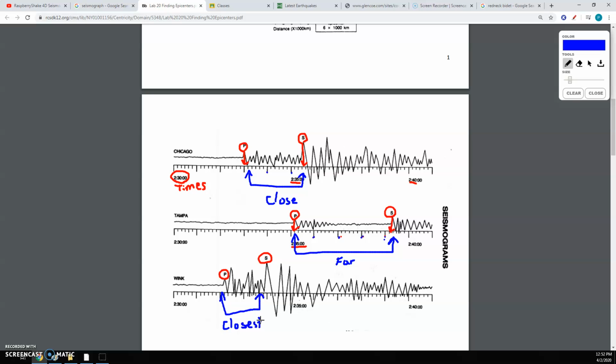So just from looking at a couple different seismograms, we can get an idea of how close each station is. We actually need to use a chart to then get exact distances. I'll show you that in the next video.